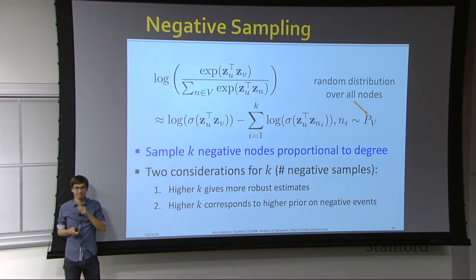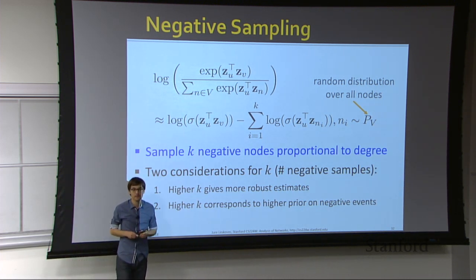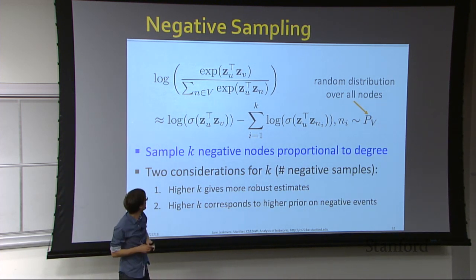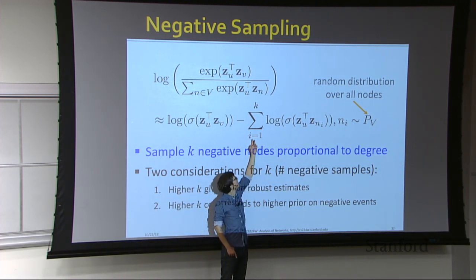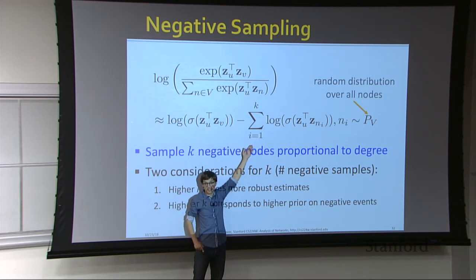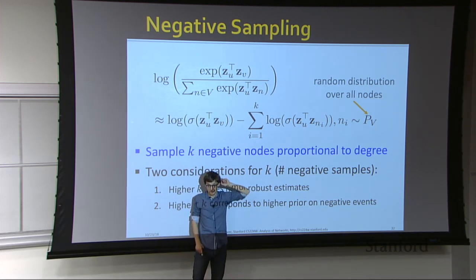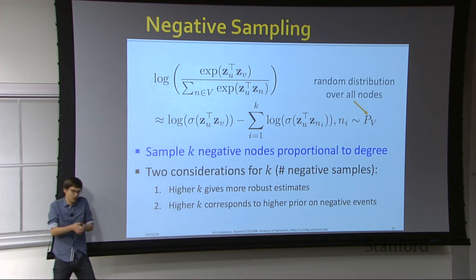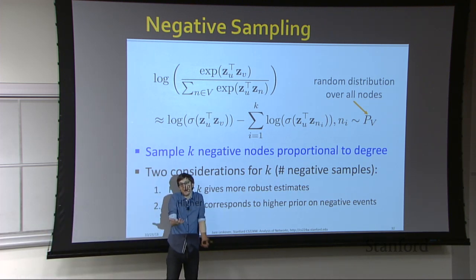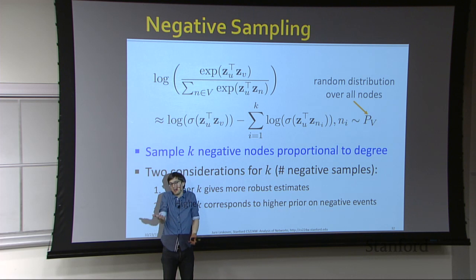Why are we not scaling it? Sorry? Why are we not scaling it by n by k? You could scale it, but because it's the same for everyone, it doesn't matter. Right, so you would be multiplying everything by the same constant. So in your optimization, it won't really matter.